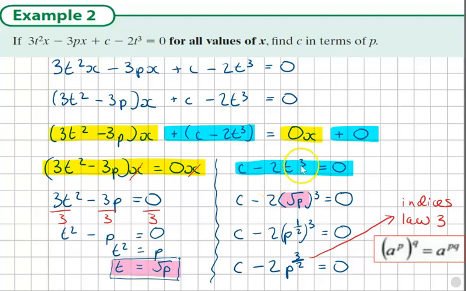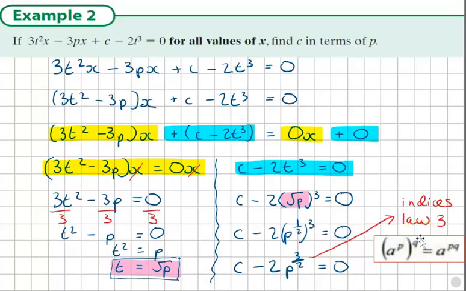So going back to our example now. The square root of p became p to the power of a half. Now that's raised to the power of 3. So this is where another indices law comes into effect. It's law 3, which is a to the power of p raised to the power of q equals a to the power of pq. And the p and the q are stuck together, which means multiply.